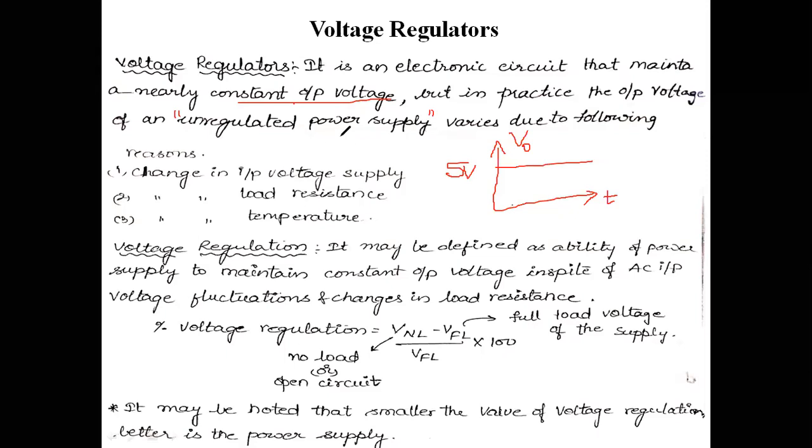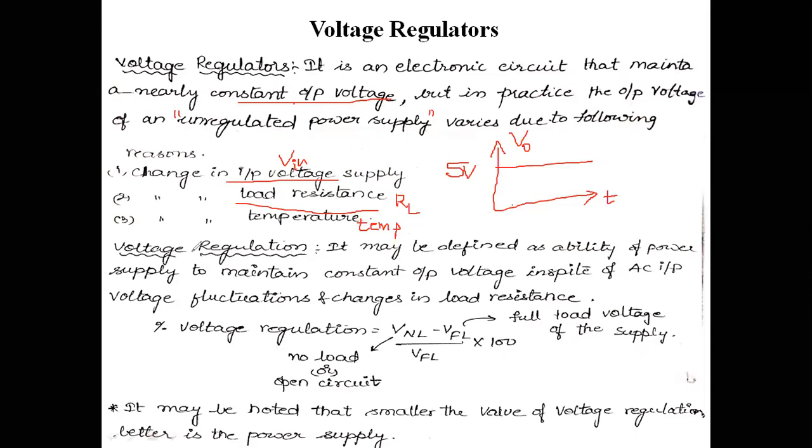The main causes for the output of an unregulated power supply to vary are: change in input voltage, by changing this input voltage the output voltage will vary; change in load resistance; and change in temperature. These are the parameters. The variation in the output may take place due to the change in the input voltage, due to the change in load resistance, due to change in temperature. By varying these parameters, our output is going to be varied.